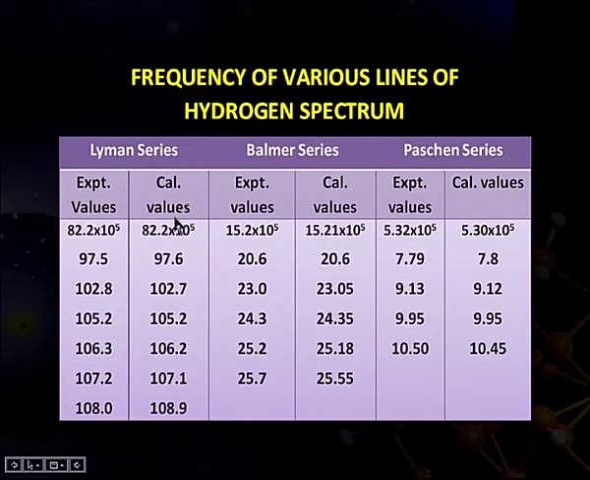Experimental value for the Lyman series is 82.2 into 10 raised to the power 5 and the calculated value is 82.2 into 10 raised to the power 5. The Balmer series gives an experimental value of 15.2 into 10 raised to the power 5 and a calculated value of 15.21 into 10 raised to the power 5. Experimental value for the Paschen series is 5.32 into 10 raised to the power 5 and the calculated value is 5.30 into 10 raised to the power 5. Likewise, we can see that the experimental and calculated values are all in agreement.